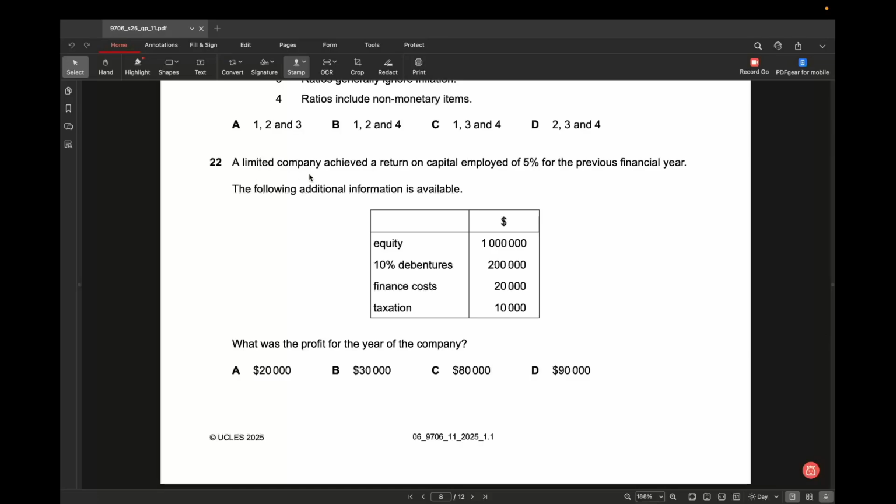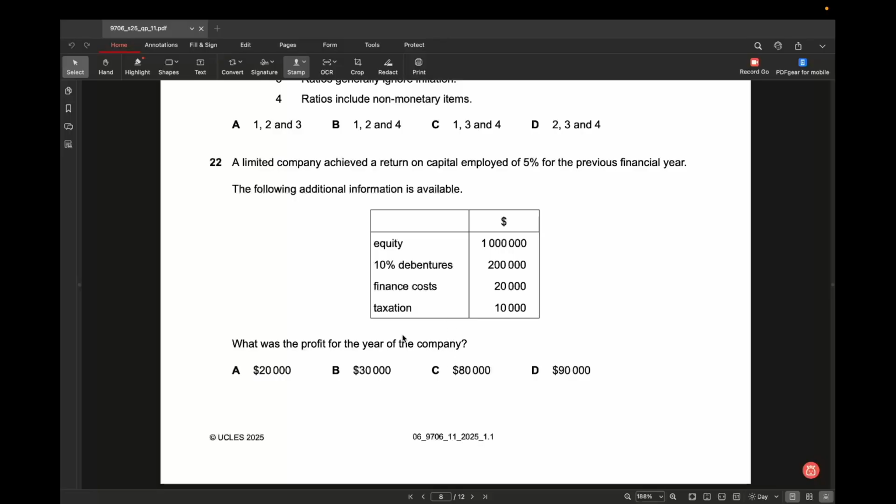22. A limited company achieved a return on capital employed of 5% for the previous financial year. The following additional information is available: equity 1 million, 10% debenture 200,000, finance cost 20,000 and tax 10%. What is the profit for the year of the company?